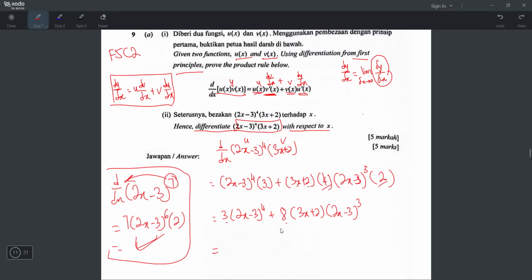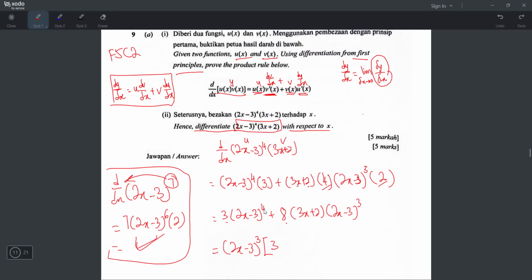3 and 8, we cannot factorize anything. But (2x minus 3) power 4 and (2x minus 3) power 3 can both be divided by (2x minus 3) power 3. So I will factorize out (2x minus 3) power 3 and then use a big bracket, and write whatever is left inside here. So the 3 is still inside.